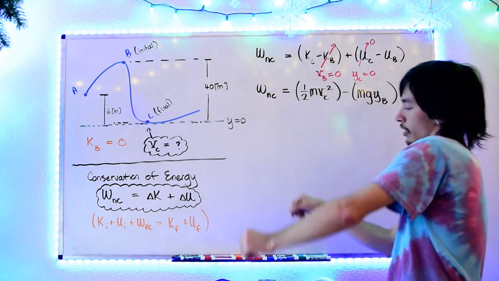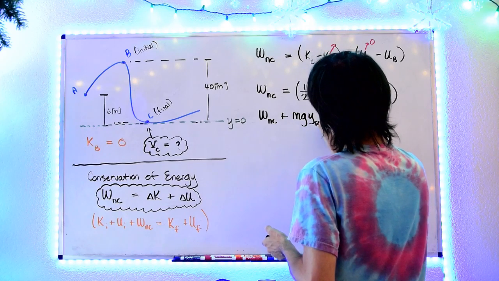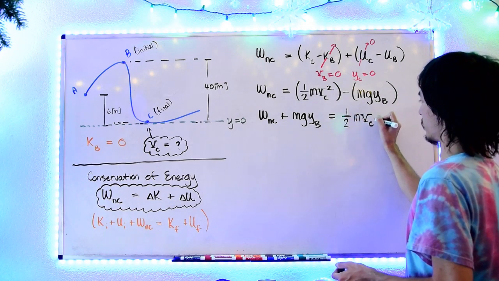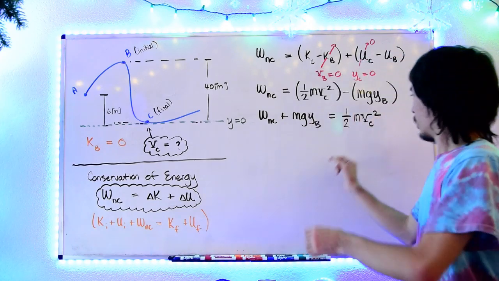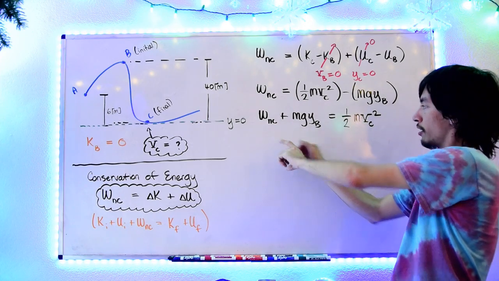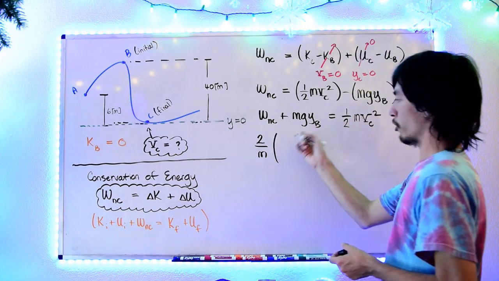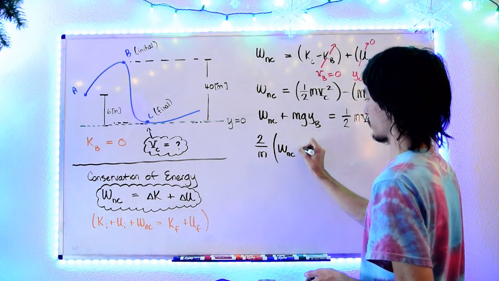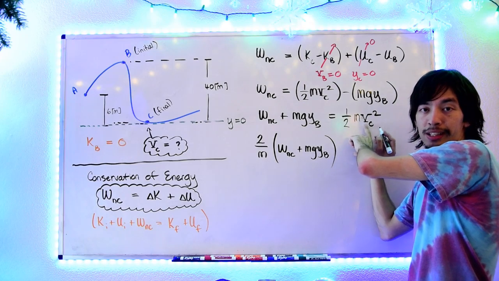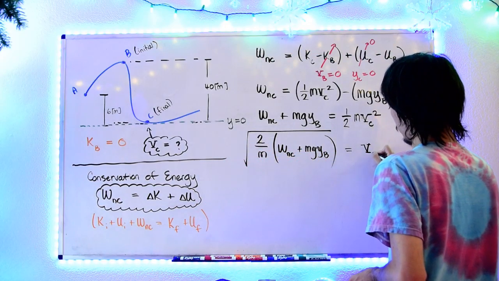So I'm just going to move some stuff over. I have the work non-conservative plus mgy_B equal to what's left, which is the kinetic energy, 1/2 mv_C squared. I'm going to get rid of the 1/2 by multiplying by 2 on both sides, and simultaneously divide by the mass. So on the left side, it's 2 over m, times the entire left side in parentheses. Now, this is equal to the velocity squared. However, we can just square root the whole thing, so the square root of all this is the speed at the bottom of the hill.